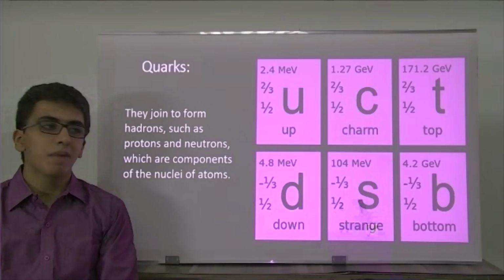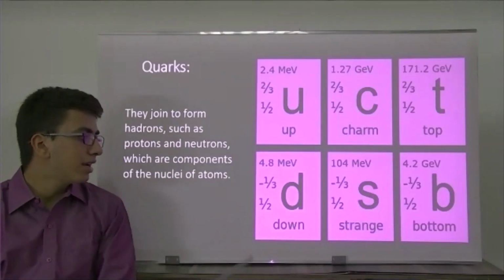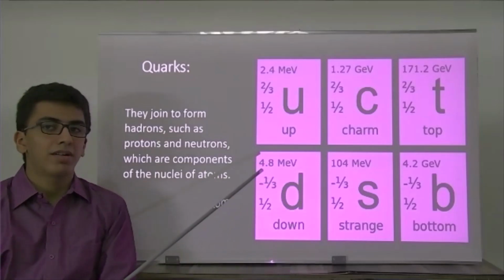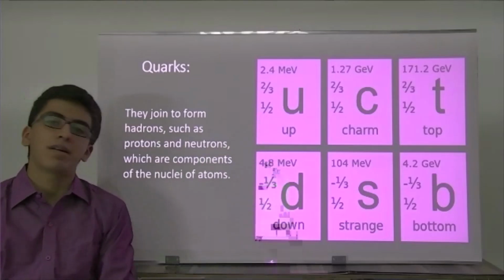They all have antimatter counterparts as well, such as the anti-up, anti-down, anti-charm, anti-strange, anti-top, and anti-bottom. They have the opposite charges, like -2/3 and 1/3, -2/3, 1/3, etc.